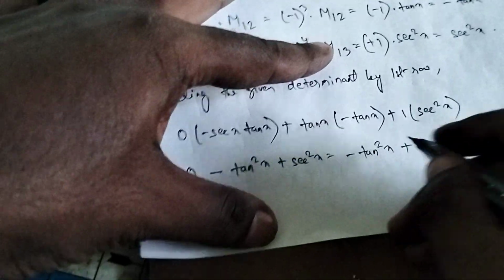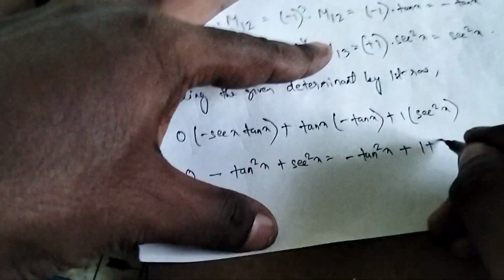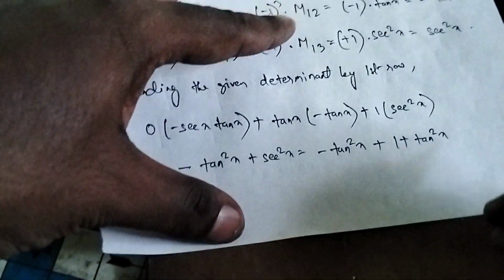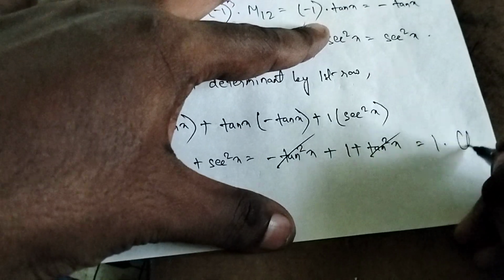and plus sec square x. We know the formula sec square x is equal to 1 plus tan square x. Okay, so minus tan square x plus tan square x gets cancelled, so 1 will be the answer.